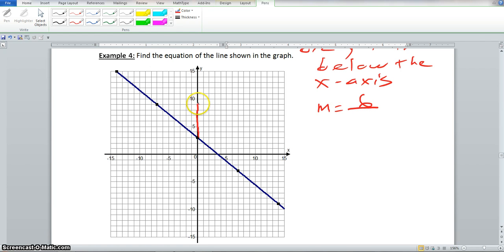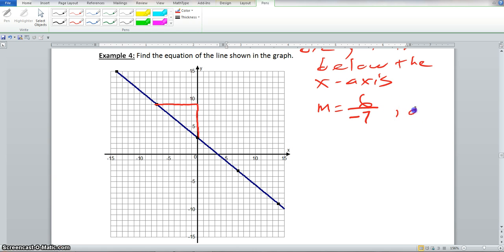Now our run, we will go to the left here: 1, 2, 3, 4, 5, 6, 7. Since we went to the left, that means our run is negative. So our slope is a negative 7. Our slope here would be 6 over negative 7. Okay, now we have our slope.